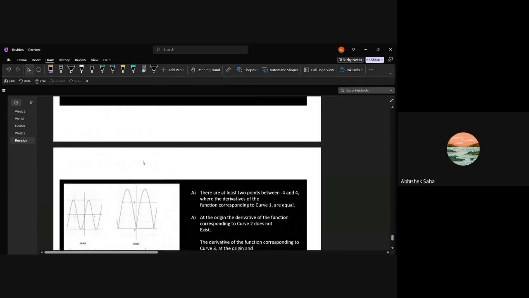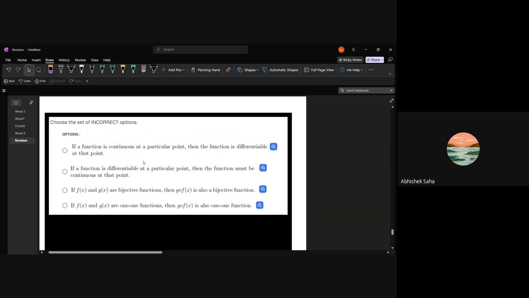Maybe we have two questions left. A function is continuous at a particular point, then it is differentiable at that point. Is it correct or false? You have to choose the number of incorrect options. So this statement is false, right? That means this is correct: if a function is continuous at that point, it may be differentiable at that point. But if the function is differentiable at that point, it is continuous at that point. Okay. Yes, sir.